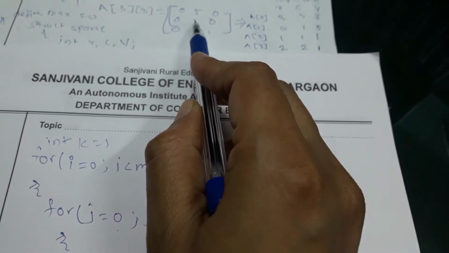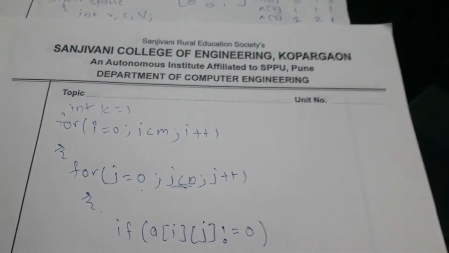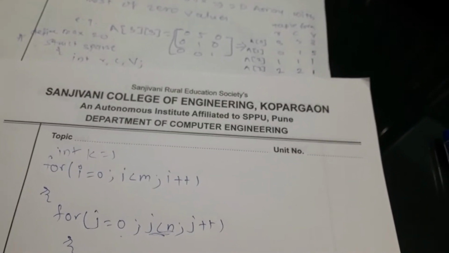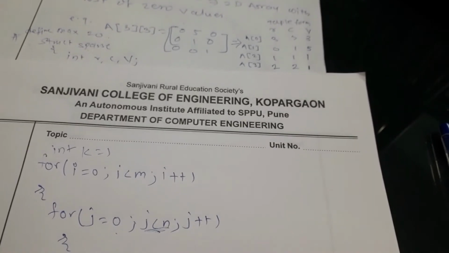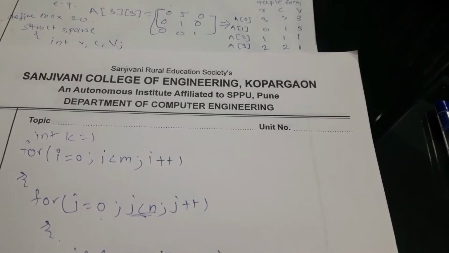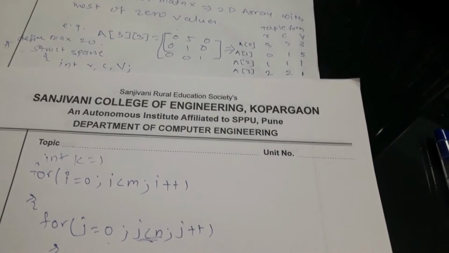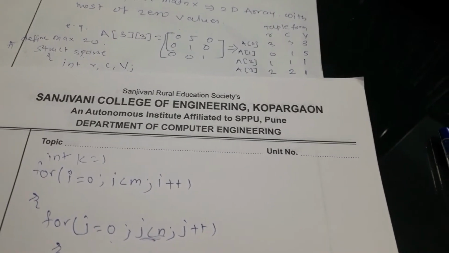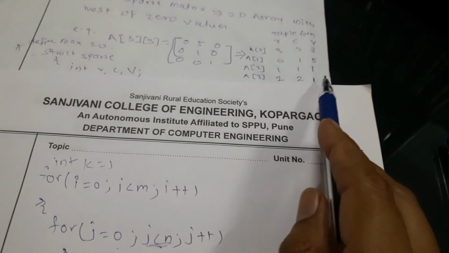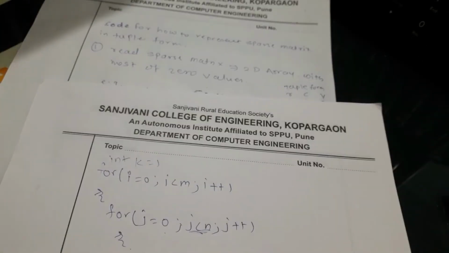Then here it will check 1 1. Is it a non-zero value? Yes, so it will go into the if condition, and k gets incremented, so the k value is now 2. So SP of 2 row will contain 1, column will contain value 1, and the non-zero value is 1. So this is the second entry. Likewise, you do the entries in the tuple matrix.